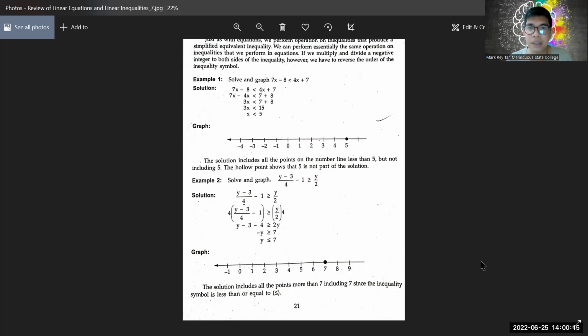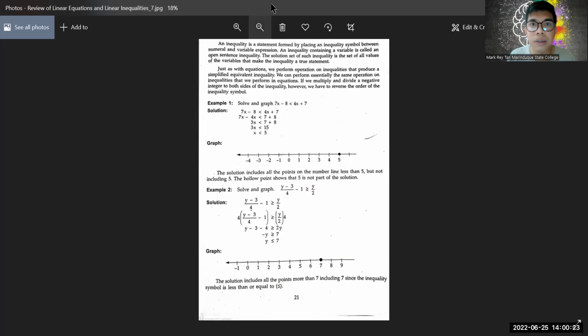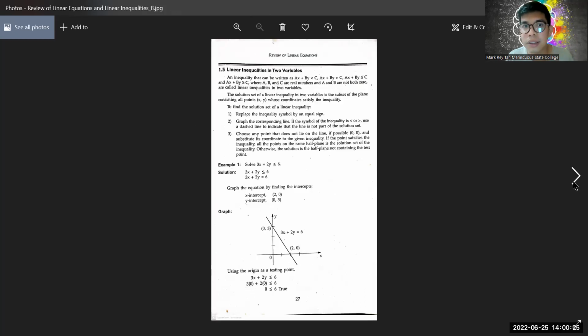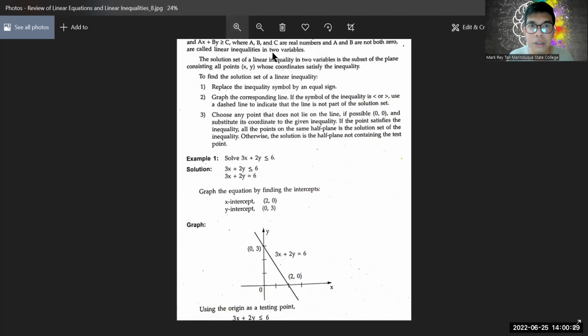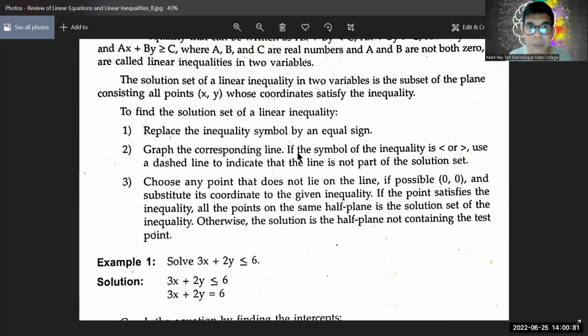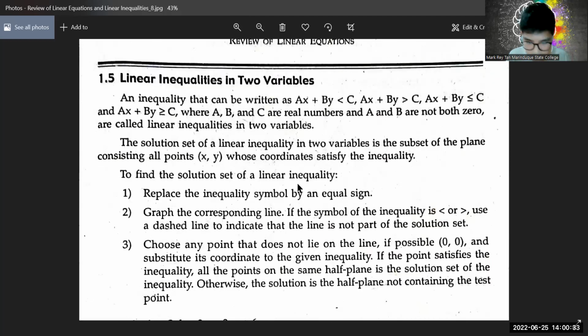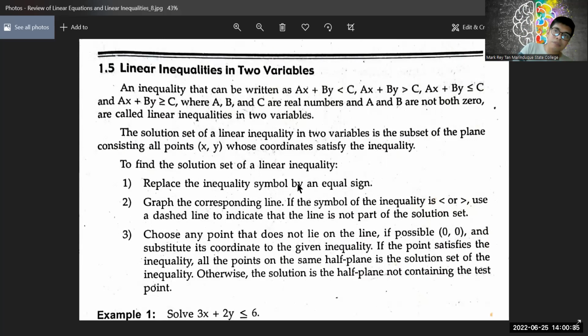Okay? So, that's it for the linear inequalities in one variable. Proceed tayo sa next topic, linear inequalities in two variables. Mas mabilis ito kasi yung mga proseso na i-discuss na natin sa first video. So, dito, magre-refer na lang tayo on those video. Hindi na natin siya kailangang ulit-ulitin.